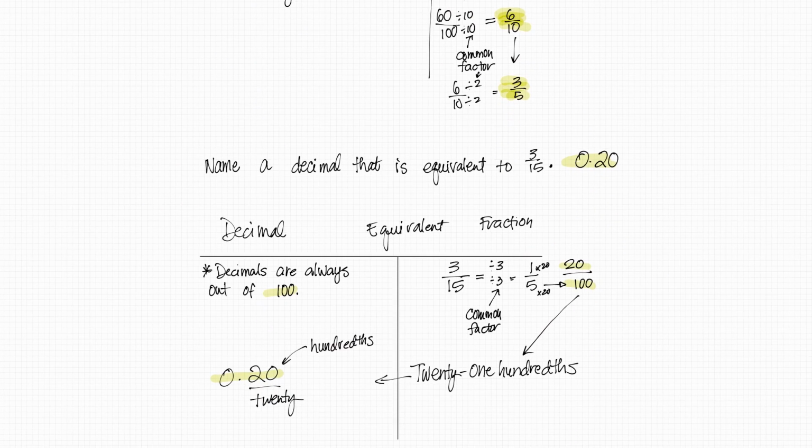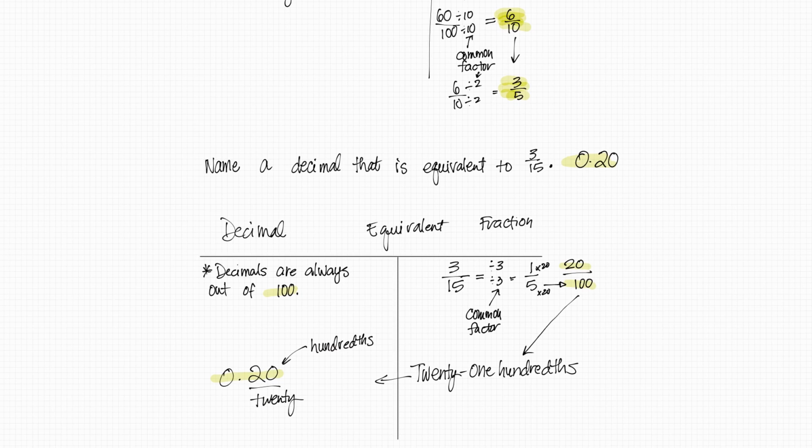And finally, you're going to have to do the reverse. Name a decimal that's equivalent to a fraction. In this case, 3/15. Again, you'll see a T-chart with a column for decimals and a column for fractions, and the middle line represents equivalence. You start with a fraction 3/15. This is a little different because then you got to work the other way. You want to get to hundredths because every decimal is out of 100.